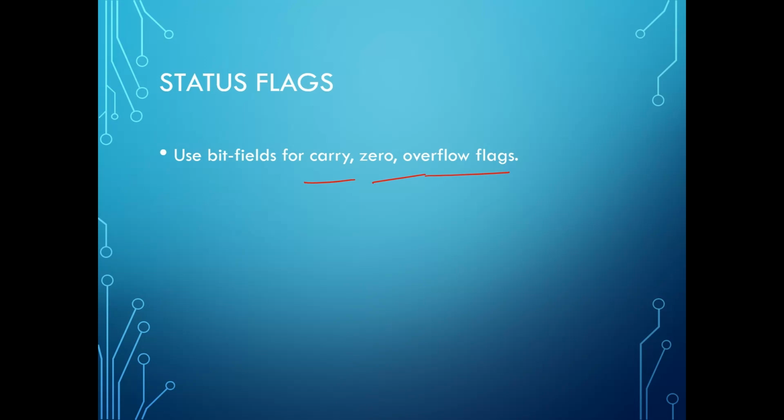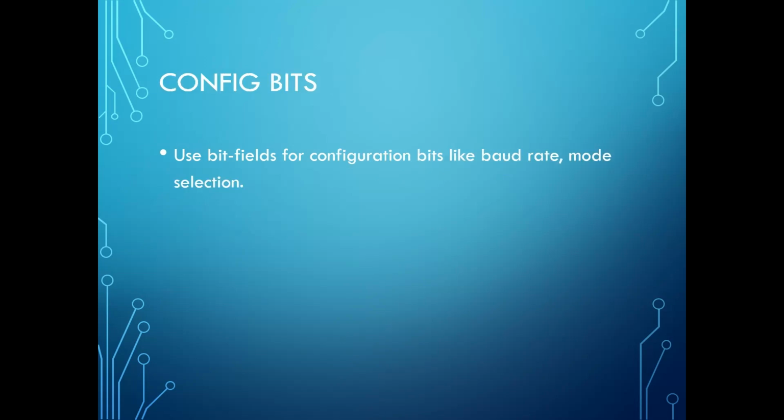Coming to the config bits, configuration bits control settings like baud rate, mode selection, which is the communication mode, and the third one is interrupt. All of these can be mapped neatly with bit fields.